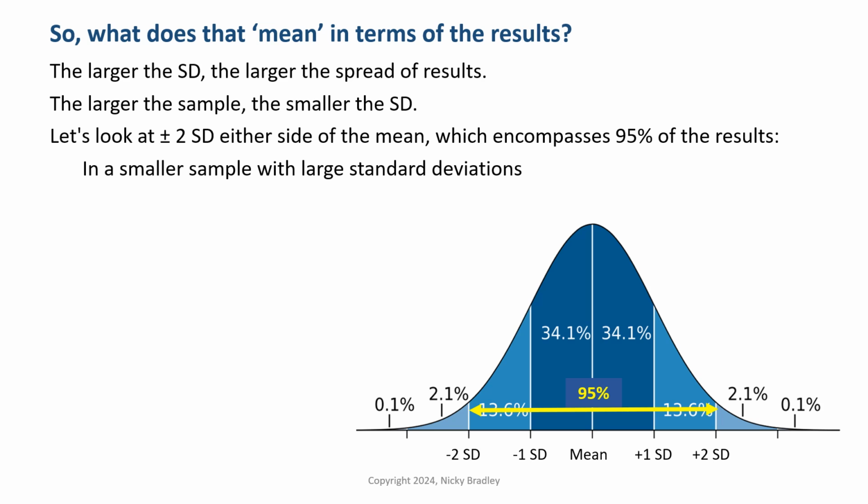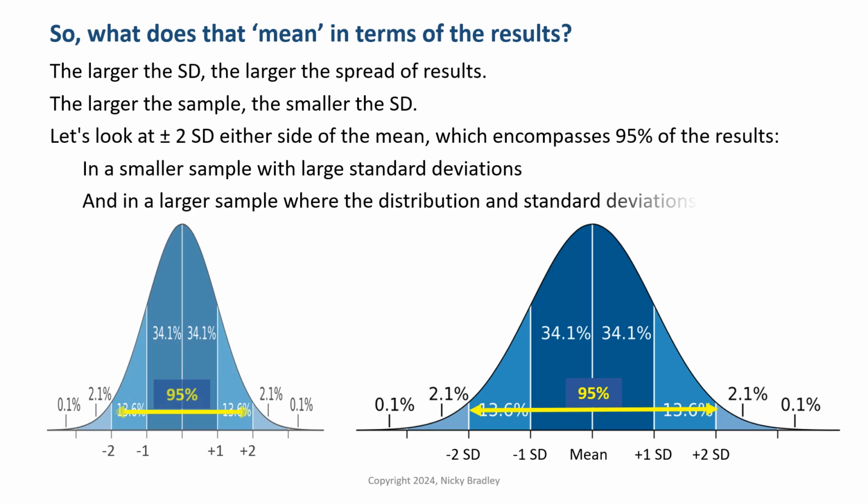If we look at that in a smaller sample with large standard deviations, you can see there the yellow arrow indicating that -2 to +2 standard deviations with 95% of the results. Let's compare that to a larger sample where the distribution is narrower, so we've got a narrower bell-shaped curve, which means that the standard deviations are also narrower. So in the one on the left, 95% is a much shorter double-ended arrow, isn't it? From -2 to +2 standard deviations.